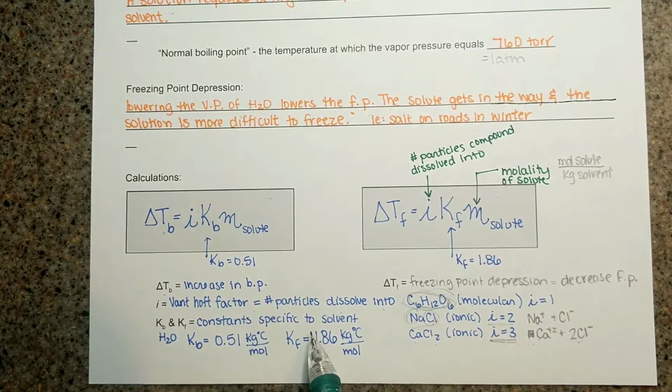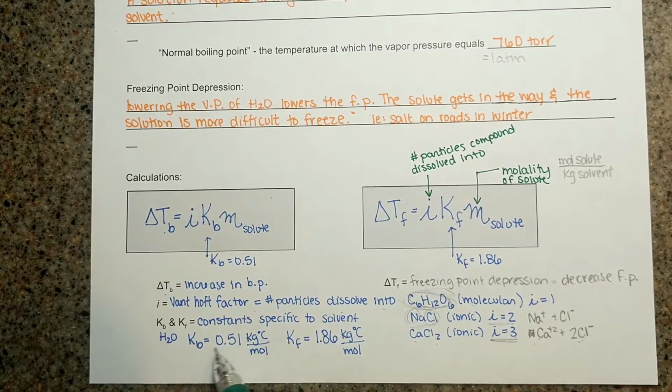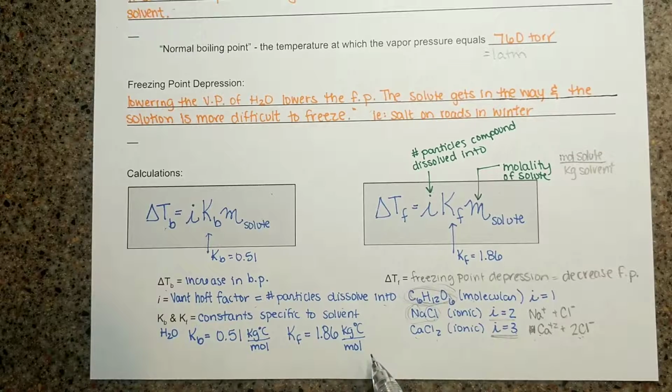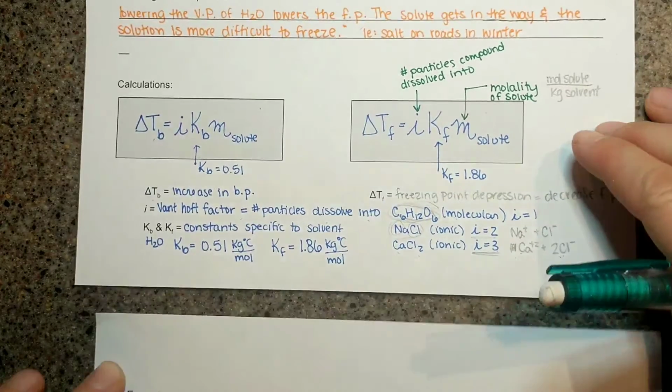My constant specific to the solvent, we're going to use water for almost all of our equations, unless it tells you otherwise, and then you'd get the other constants. And that's going to be 0.51 kilogram degrees Celsius per mole for boiling, and for freezing, 1.86 kilogram degrees Celsius per mole. So let's go ahead and go through an example to put this into practice.